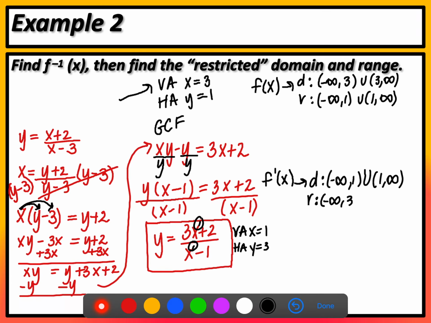Okay, and then I'm looking at excluding 3 here, which matches the domain. Okay, so we do see that you can switch the domain and the range between the inverse and the original function. Okay, it's not a bad idea just to verify to make sure that you've done it correctly.